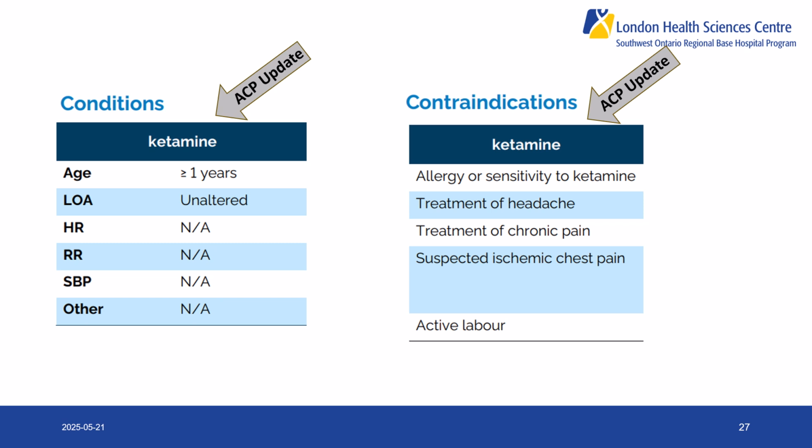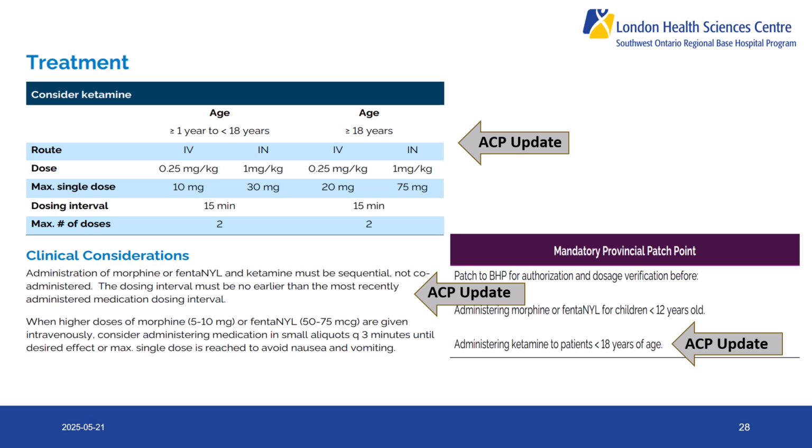ACPs will see the addition of ketamine as a consideration for those patients requiring analgesia for pain. Treatment is broken down into 2 age categories and offers 2 routes of administration. For those aged greater than or equal to 1 year and less than 18 years of age, please see within the treatment chart the appropriate dosing for both IV and intranasal administration. Dosing interval is 15 minutes with a max number of 2 doses.